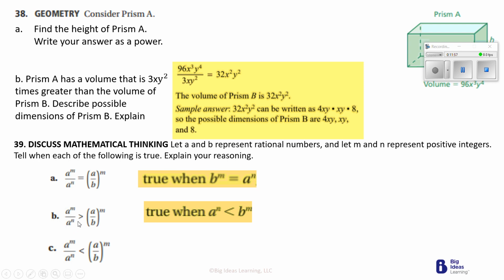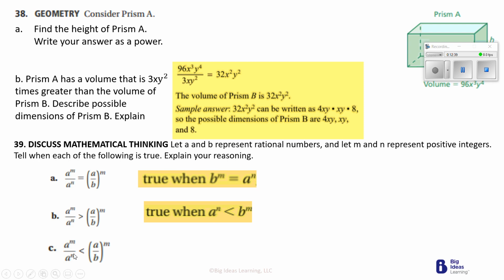A to the m power over a to the n power is bigger than, look at that, inequality sign, greater than a to the m power over b to the m power. That's only going to be true because remember, a and m, this is going to be a and m as well. So we're going to need a denominator that's going to be, since this is going to be bigger, right? We're going to need a to the n to be a smaller denominator than b to the m. True when a to the n is smaller than b to the m.